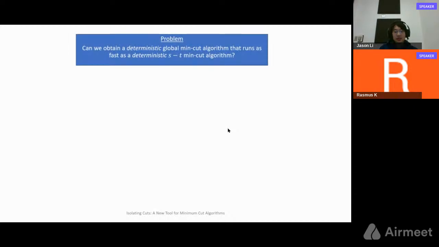Okay, so let's focus on that problem for now. In particular, let's ask the question: can we obtain a deterministic global algorithm that runs as fast as the deterministic ST algorithm? In other words, can we show that the global min-cut is actually strictly easier than the ST min-cut, both for randomized and deterministic algorithms?